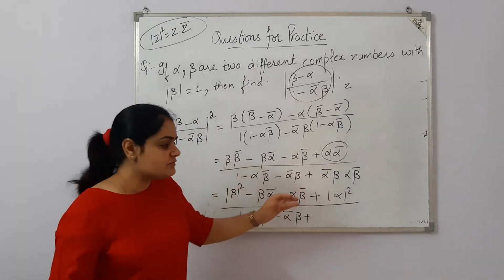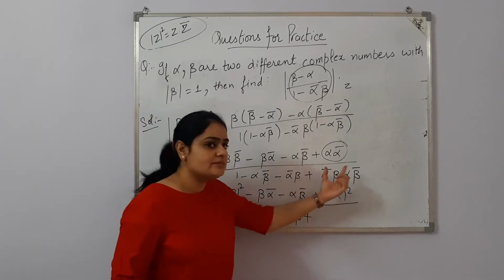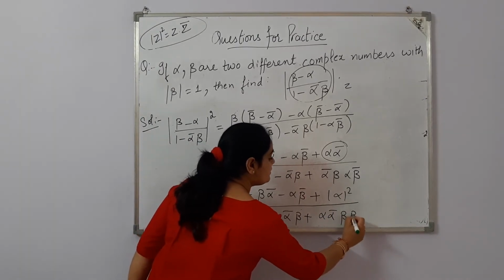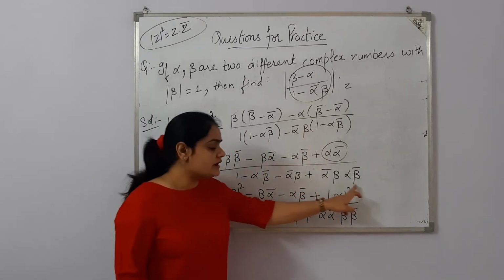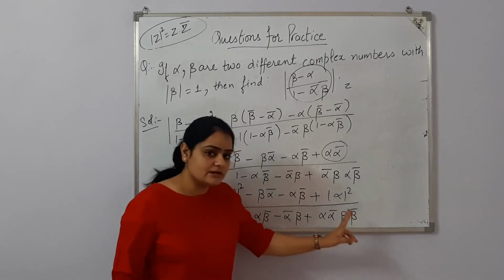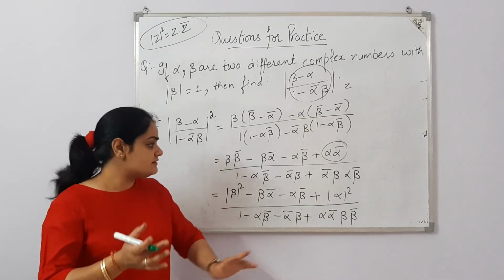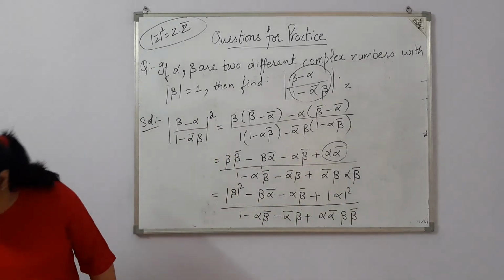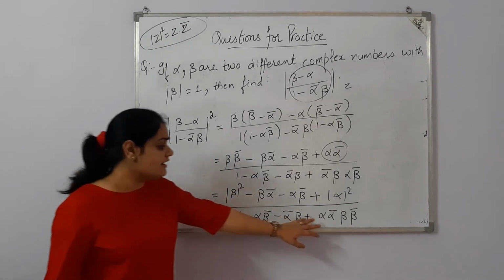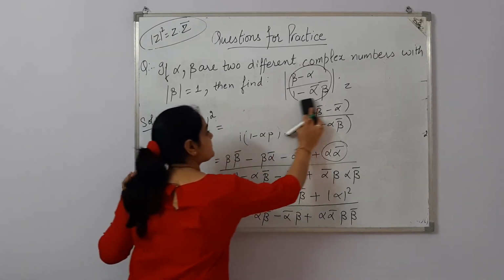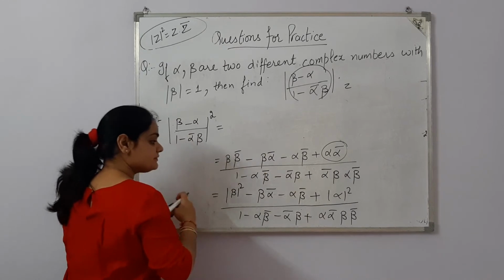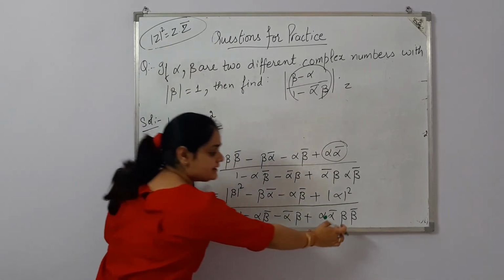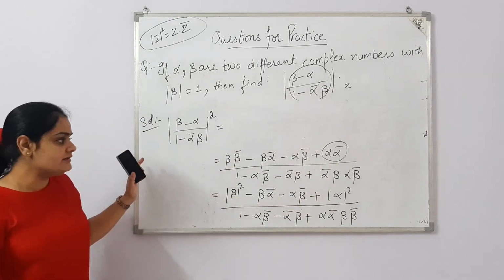Now we are just separating the terms, that means alpha with alpha and beta with beta. Alpha into alpha conjugate, beta into beta conjugate. All four are in multiplication. We have just changed the places: alpha with alpha conjugate, beta with beta conjugate. Why have we done this? Because we know alpha into alpha conjugate is alpha's modulus square and beta into beta conjugate is beta modulus square.